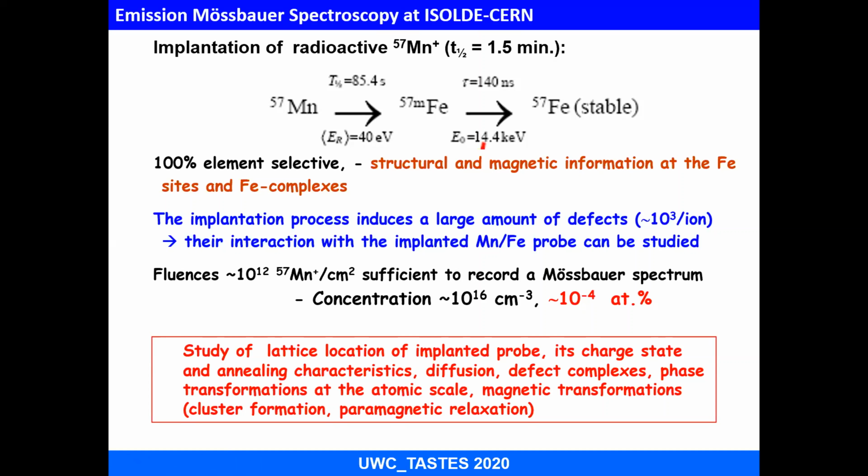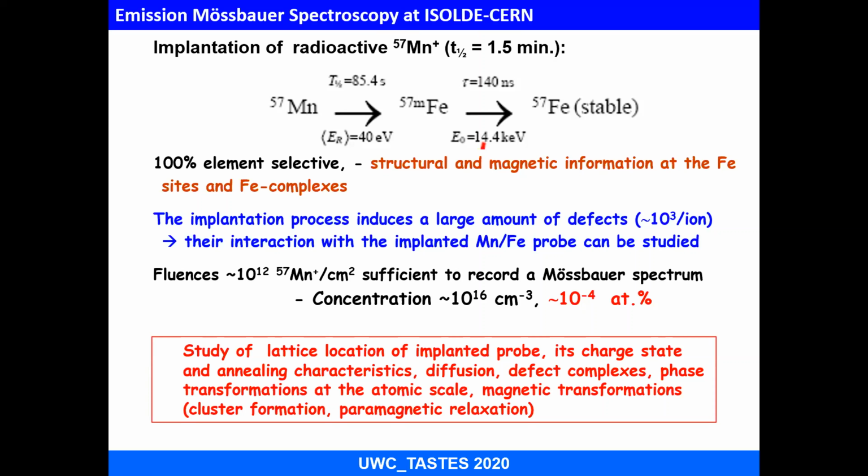So the implantation process induces a large amount of defects. It's of the order of 10 to the 3 per implanted ion. And this method allows us to study the interaction of the implanted manganese-iron probes with the defects that they produce.